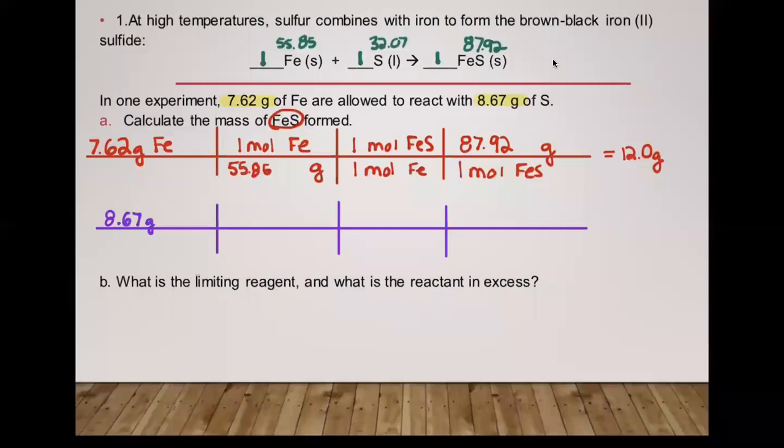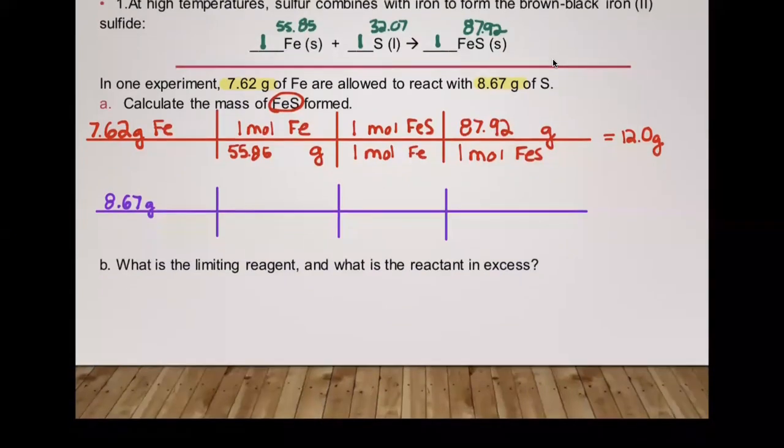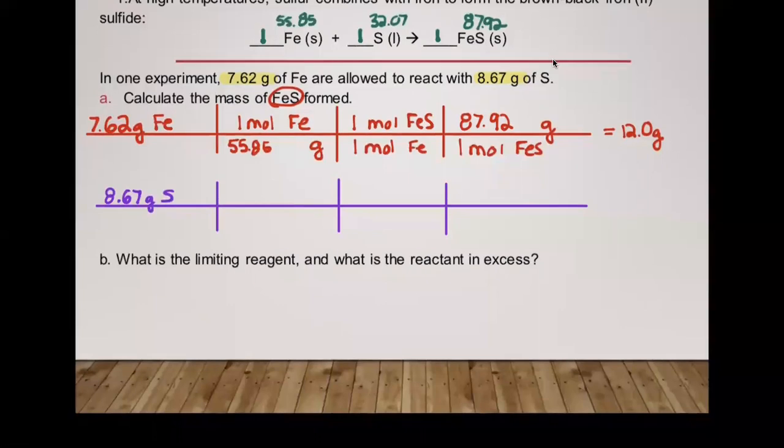So that tells us, based on starting with 7.62 grams, we could theoretically make 12 grams if we had enough sulfur, but we don't know which one we have more of. So that's why we're going to do a second equation with our sulfur to see how much iron sulfide we can make. So similarly, we'll convert with our molar mass, but this time the molar mass will be of sulfur.